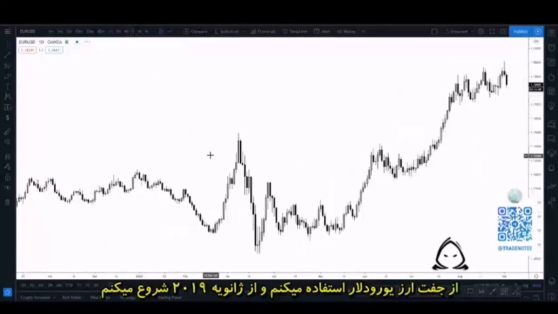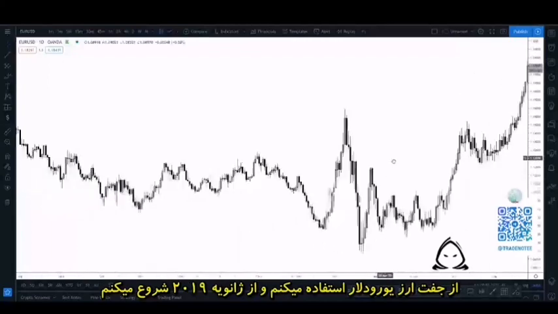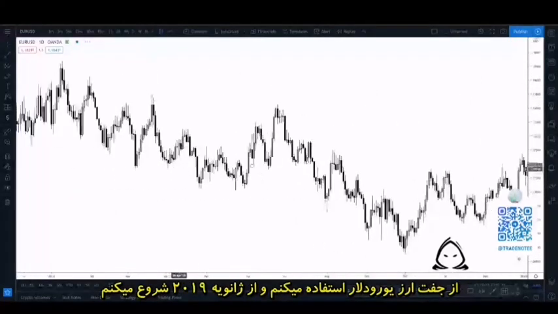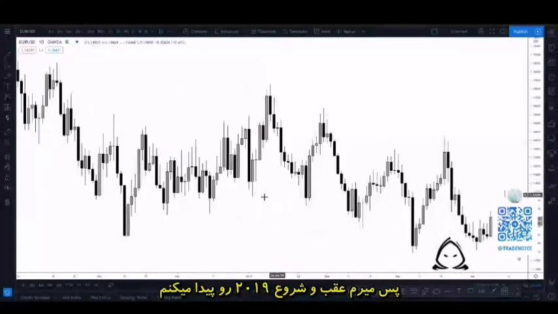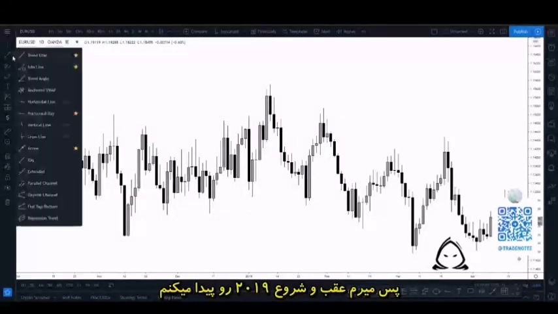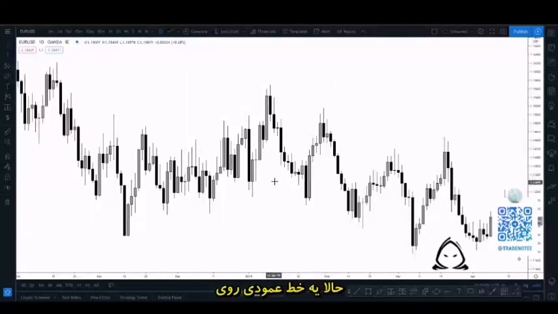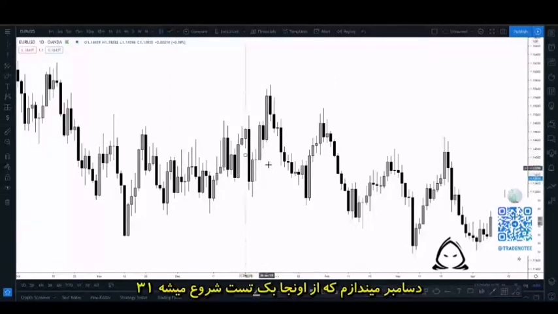So I'm going to use Euro US dollar, and we're going to start in January 2019. So what I'll do is I'll navigate my chart back and essentially find where 2019 begins, which is right here. And then I'm going to drop a vertical line on basically December the 31st. That way I know where the backtest will begin.